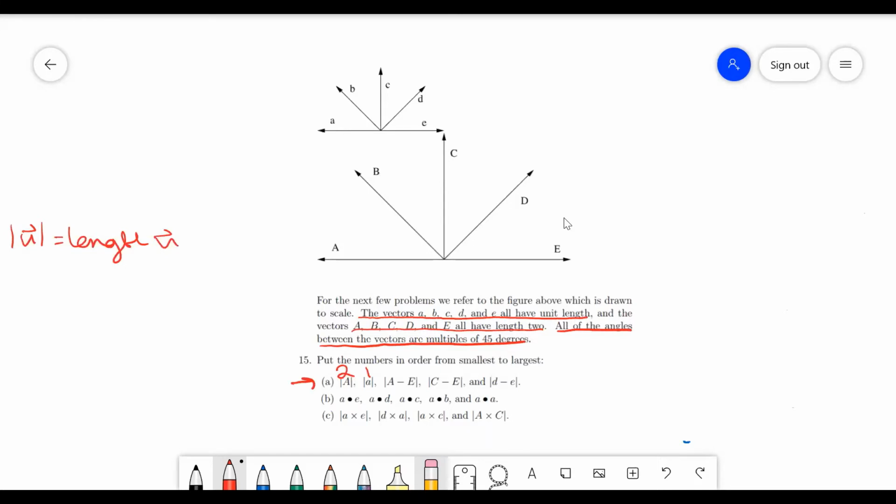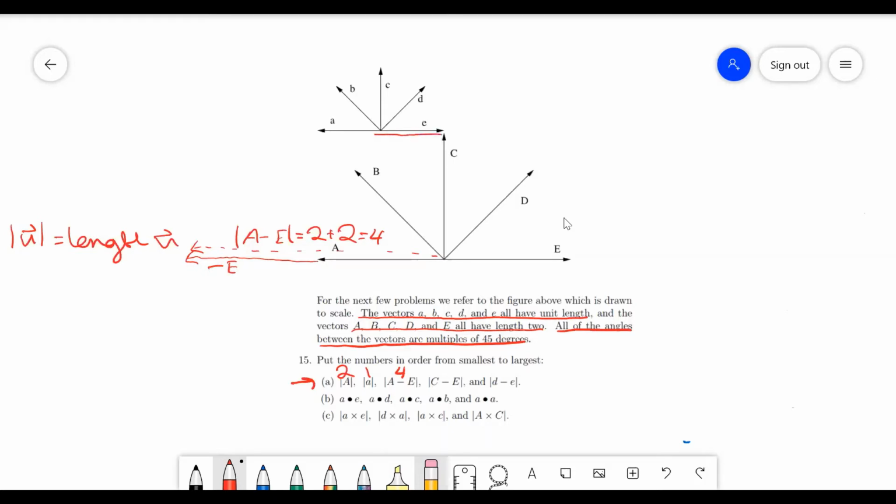Well, to compute A minus E, what that would look like is taking E and then flipping it over and then drawing it on the other side of A. So that's going to do something kind of like this. So this whole thing here is A minus E. So then its length is really just the length of A, which is 2, plus the length of negative E, which is again 2. So that's just equal to 4. We can apply the same idea in finding C minus E and D minus E.